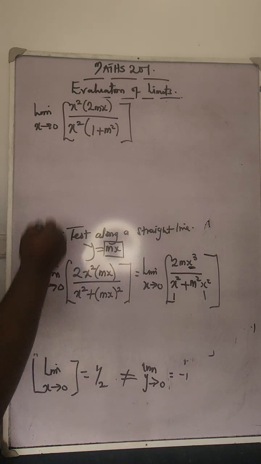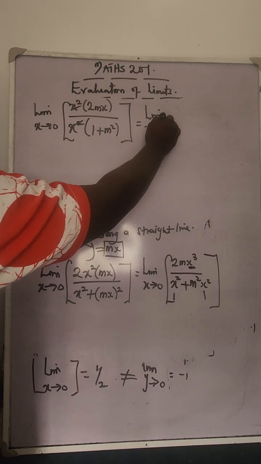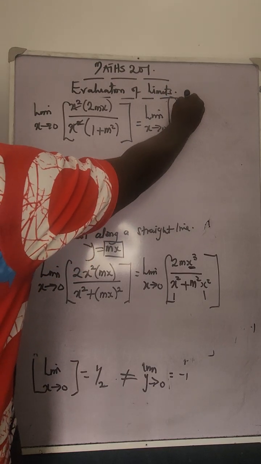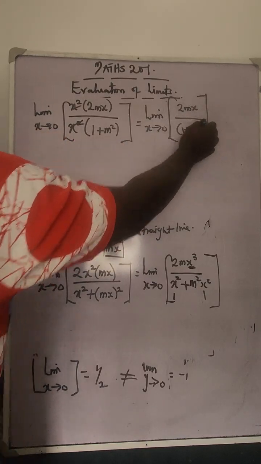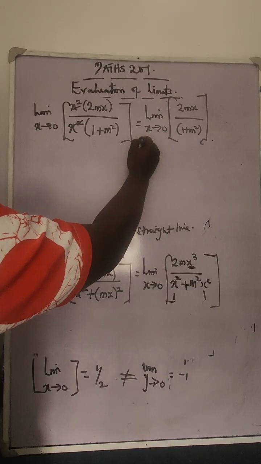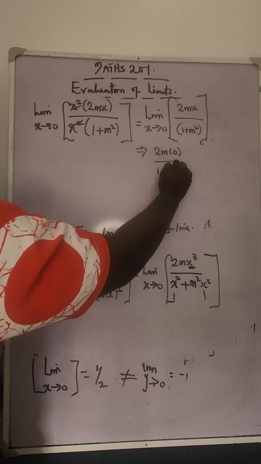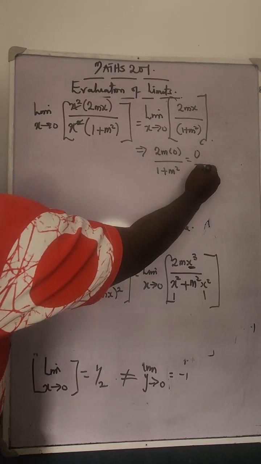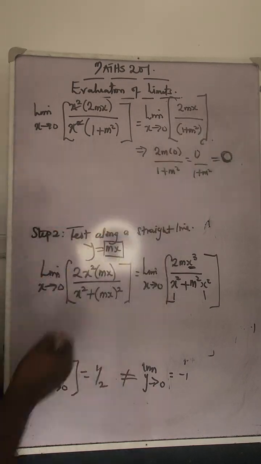And so we can cancel out and say that what we have is the limit as x approaches 0 of 2mx over 1 plus m squared. Did you see that? Over 1 plus m squared. So let's substitute x for the value of 0. What you have is 2m times 0 over 1 plus m squared, which is 0 over 1 plus m squared, which is equal to 0.